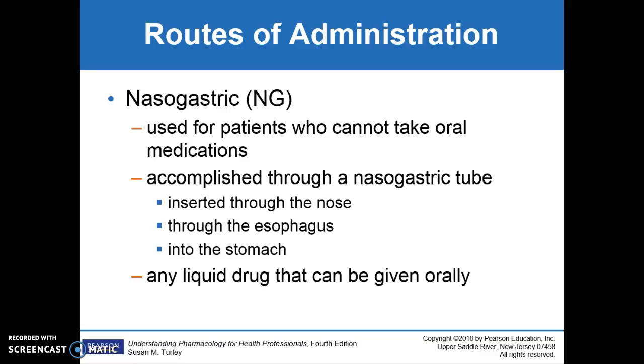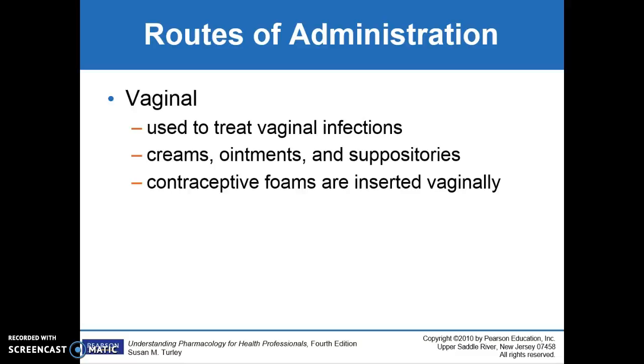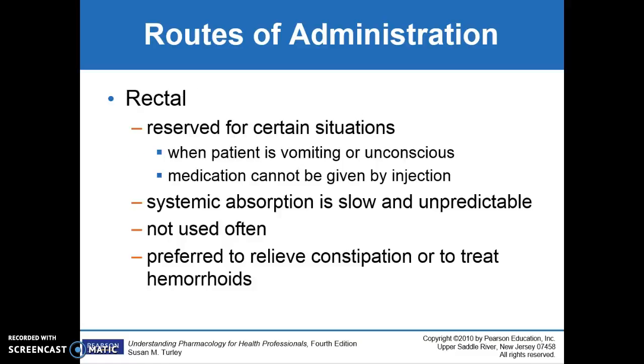The next one is vaginal. Vaginal is obviously going to be inserted in the vagina. We're going to be using things like creams, ointments, and suppositories. We're also talking about contraceptive foams. Rectal is going to be used a lot of times when you're dealing with unconscious patients or patients who have extreme vomiting. That's when you're going to see rectal use.